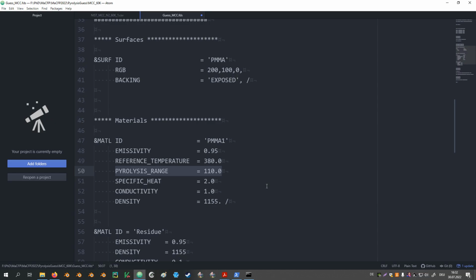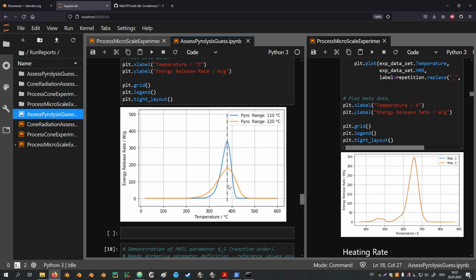Next is the pyrolysis range. Roughly speaking, the pyrolysis range determines the width of the peak. That means for lower pyrolysis ranges we have a narrower but taller peak, and for wider pyrolysis ranges we would have a flatter but wider peak.